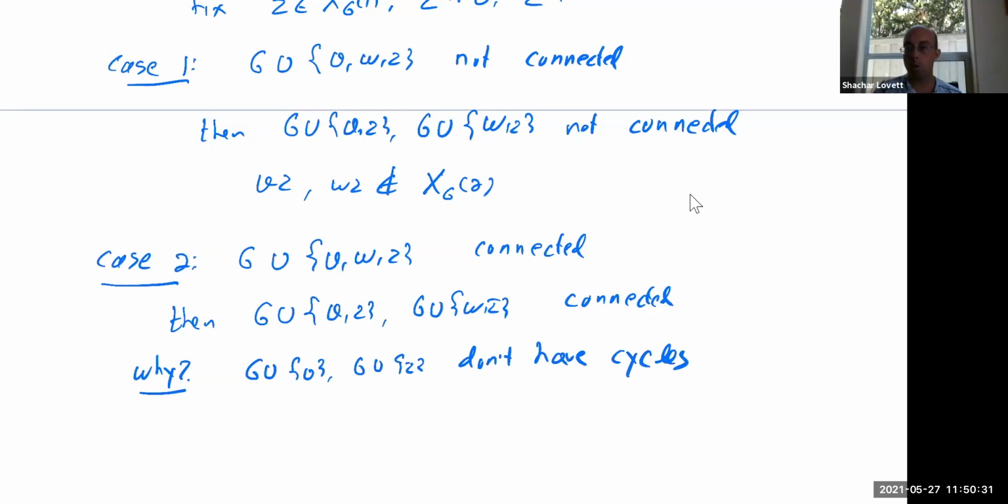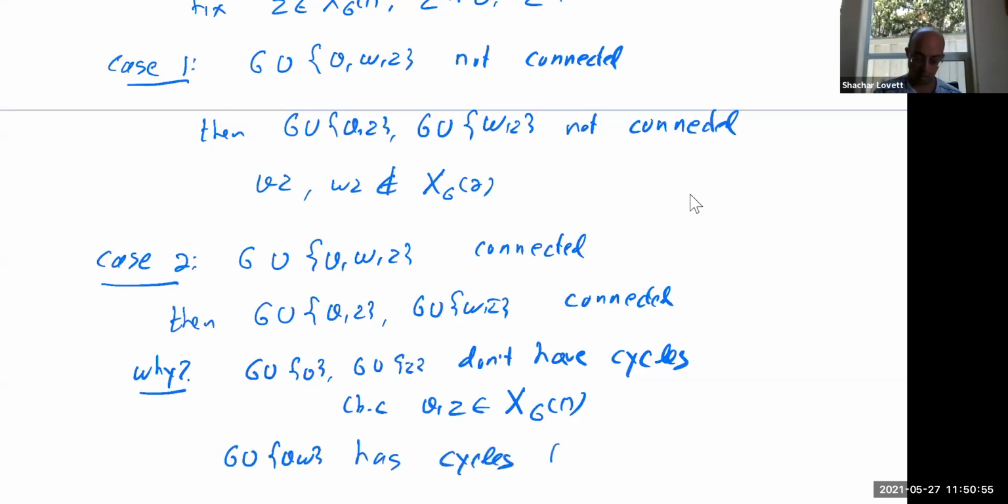This is because V and Z are nodes of X sigma 1. So I can add them to sigma and I still get a tree, right? But also I know that sigma union VW has cycles, right? And this is because VW is not in X sigma 2.